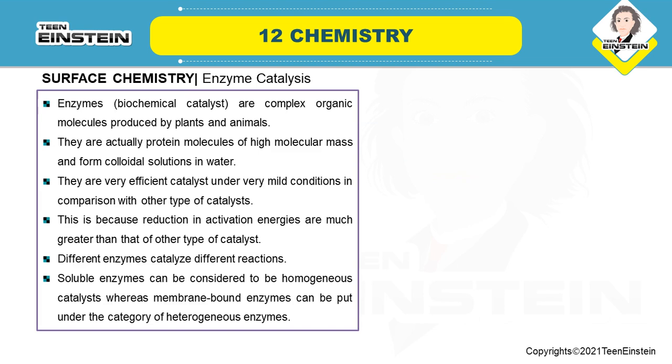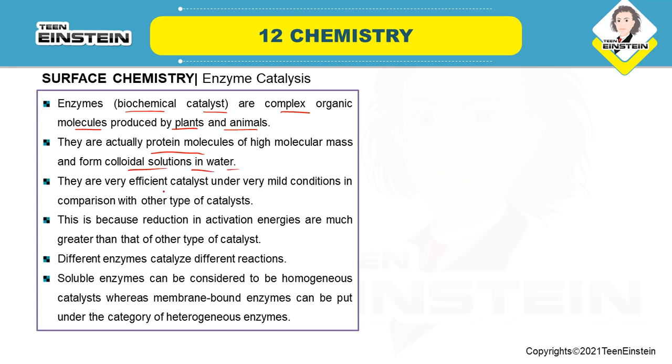Enzyme catalysis. This is another type of catalysis which is mainly known as biochemical catalysis, because enzymes are mainly used in vivo, inside the body. Enzymes are complex organic molecules produced by plants and animals, so they are naturally produced. They are very large in structure. They are actually protein molecules and their mass is very high. They can form a colloidal solution in water.